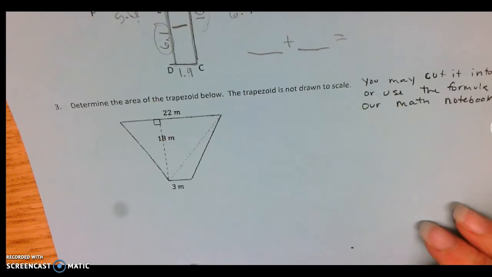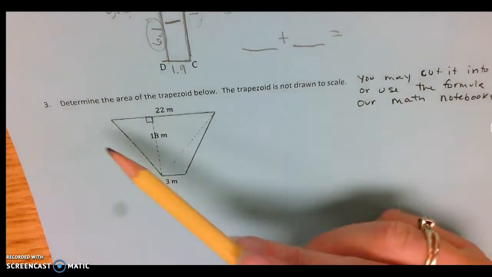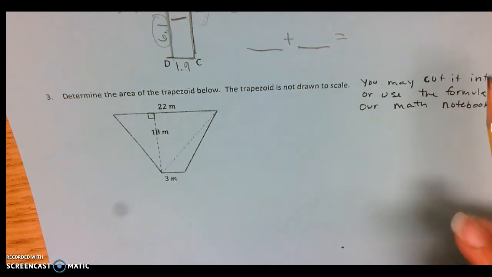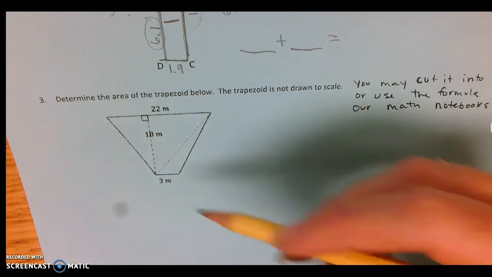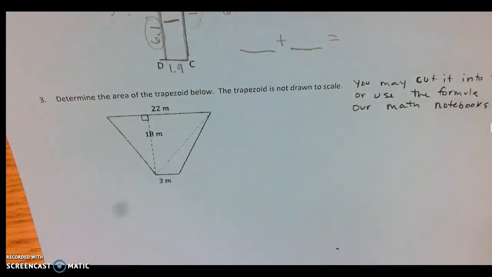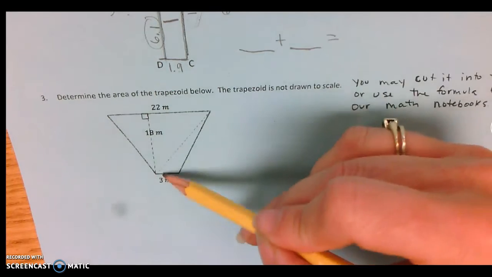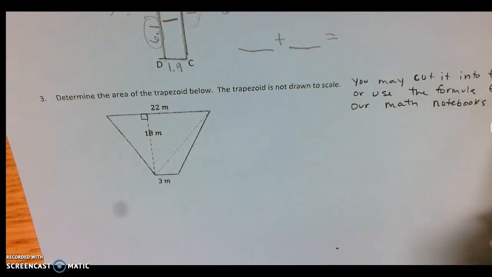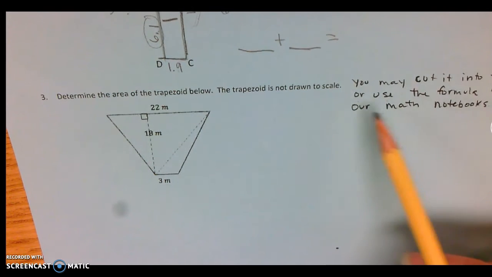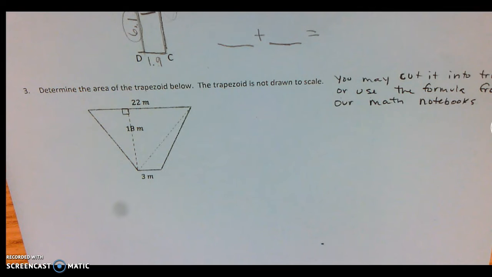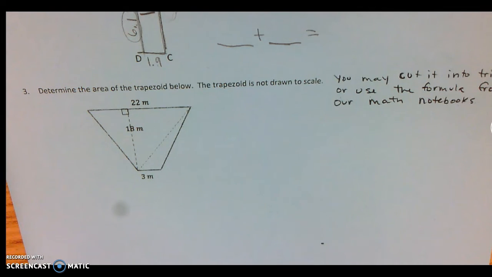All right. For number 3, it says determine the area of the trapezoid below. The trapezoid is not drawn to scale. That means you can't just assume that this one looks smaller than that one, so we're going to guess that it's about 5 or something like that. You have to just go with the pieces that are here. And it says you may cut it into triangles or use the formula from our math notebooks. I personally think the formula from the math book is the easiest way to do it.